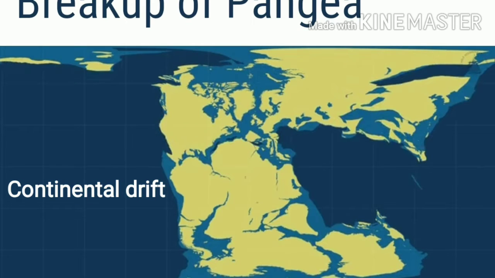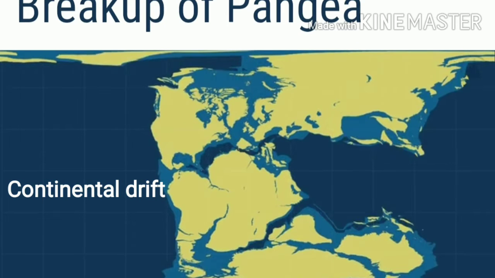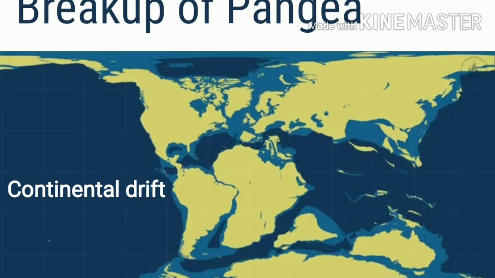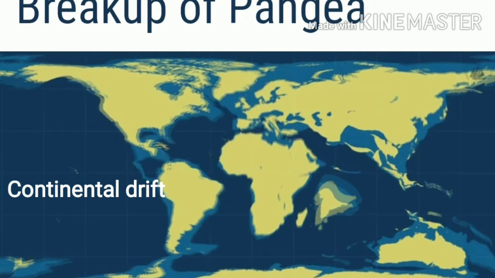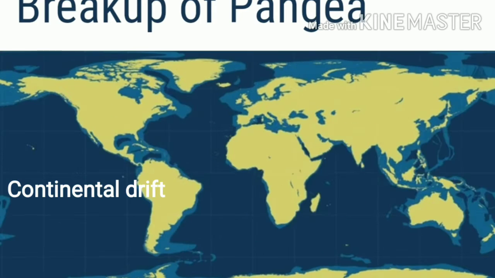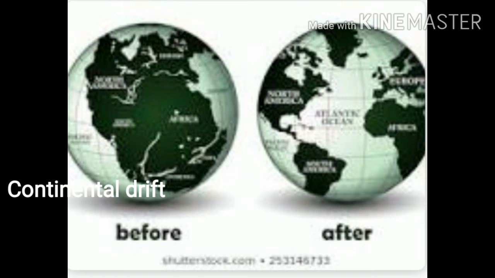The Earth's continents have moved over geological time relative to each other, thus appearing to have drifted across the ocean bed, known as continental drift. It explains how continents shift position on Earth's surface.